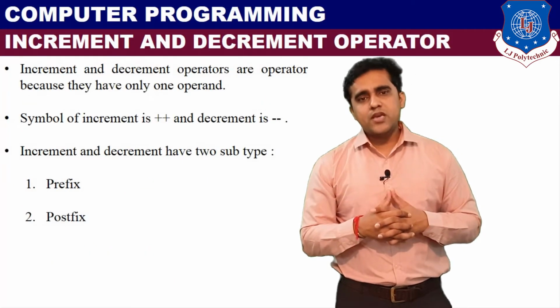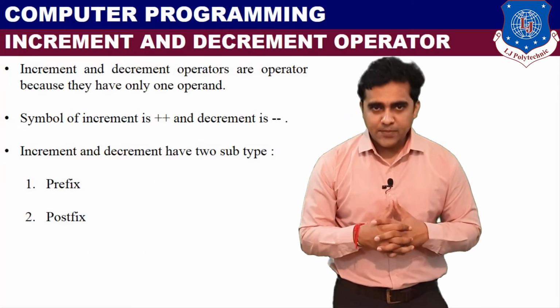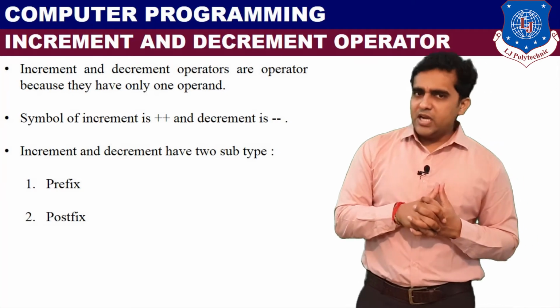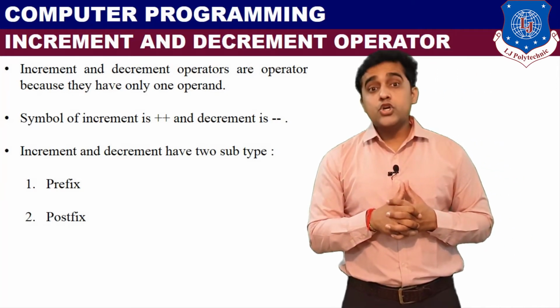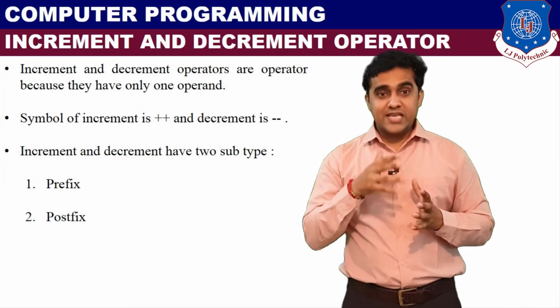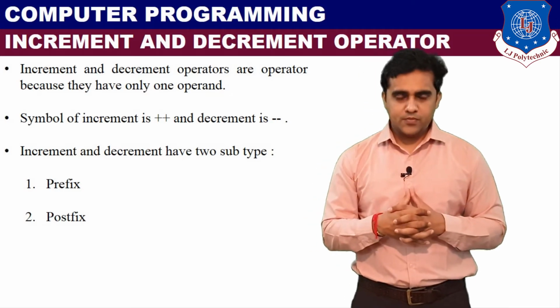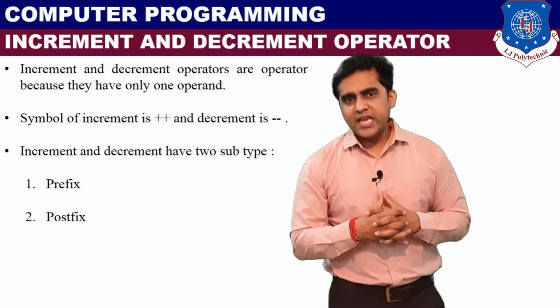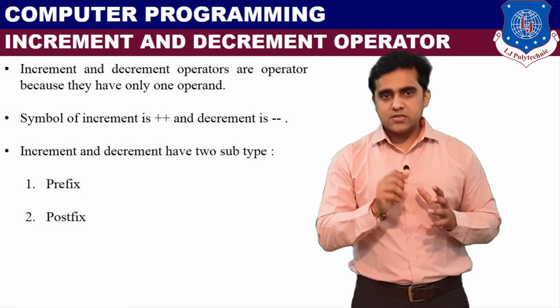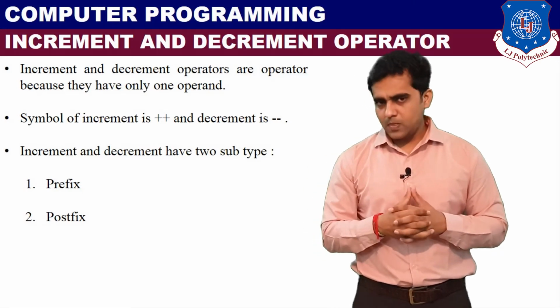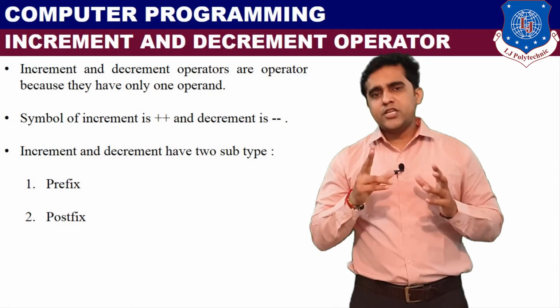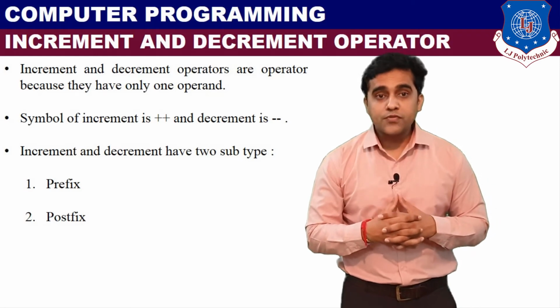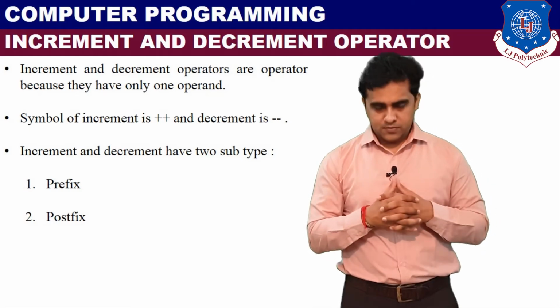Our next topic is the increment and decrement operator. Increment and decrement operators are unary operators, as they deal with a single operand. The symbols for increment and decrement are plus plus and minus minus. In increment and decrement, there are two subtypes, called postfix and prefix.